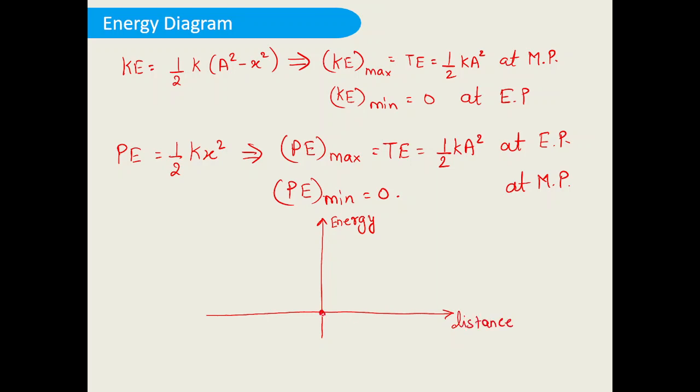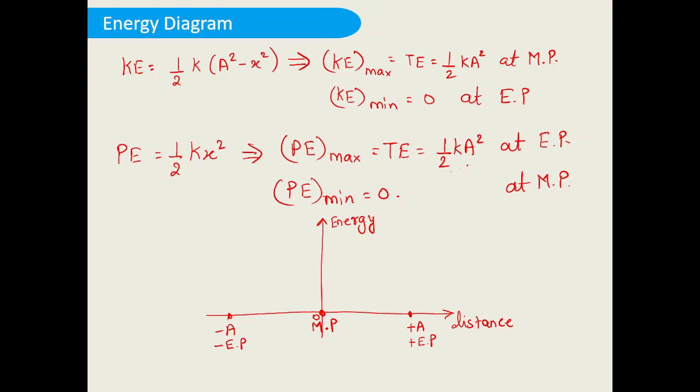So this is the mean position. Suppose this is plus a distance. So plus a distance means this is the positive extreme position, and this is minus a distance, and this minus a means the minus extreme position, and this is zero distance. Zero distance means mean position.